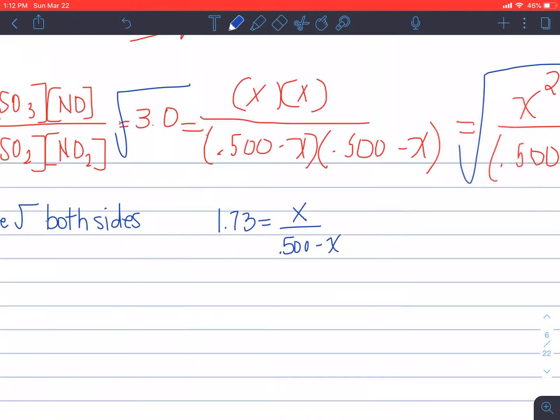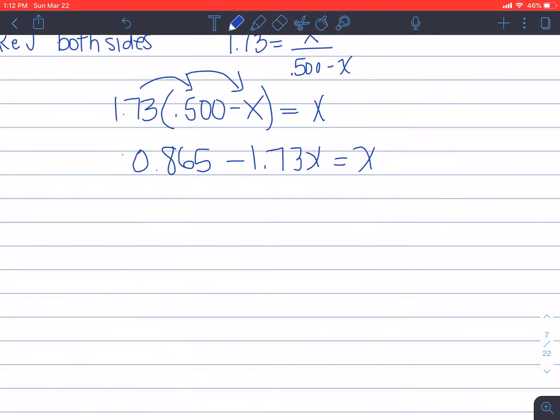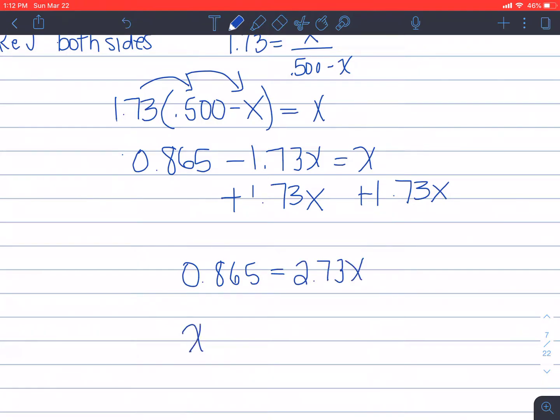And then now all we have to do is use algebra and solve for X. So cross multiply. I'm going to show you each step, in case it's been a while. We're going to distribute to both. What we should get is 0.865 minus 1.73X equals X. We're going to add this to the other side. And you don't have to show me each of these steps. I'm just showing you in case you forgot or it's been a while since you've had some very basic algebra. And what we get is 0.865 is equal to 2.73X. So if we solve for X, obviously you divide that off, you should get 0.317 molar. My handwriting on this is awful.